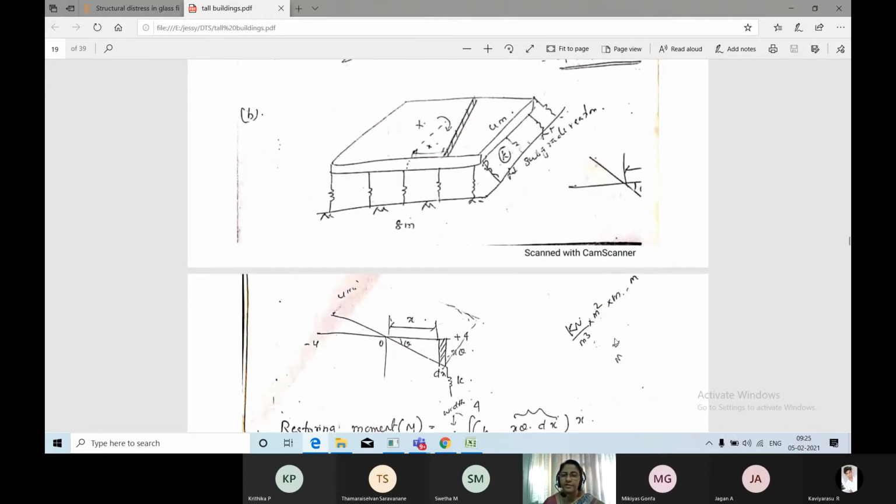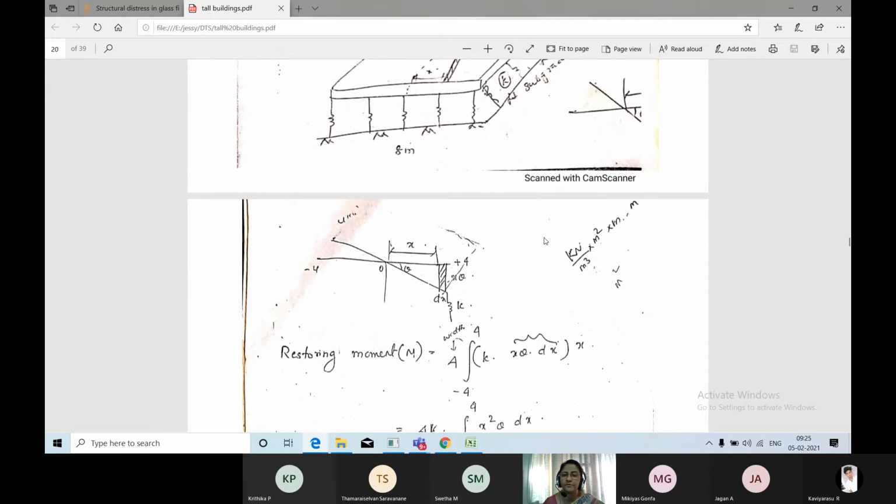Now, how is this coming? It is a moment. So K is kilonewton per meter cube. X theta into dx will give you the area, that is meter square. x is in meter. You have the width multiplied by meter. So finally, your meter cube gets cancelled.